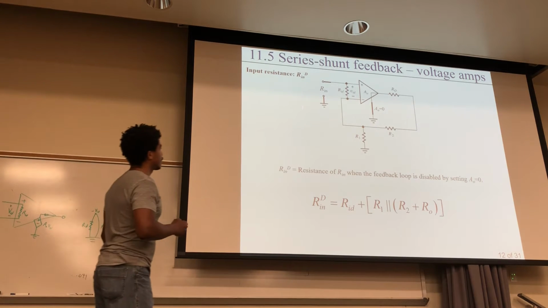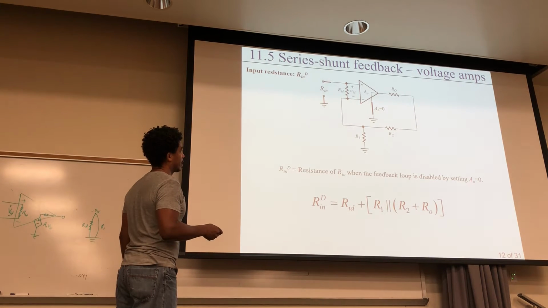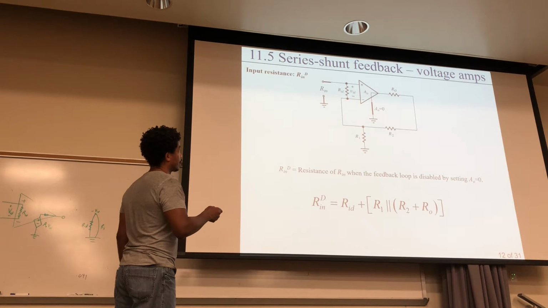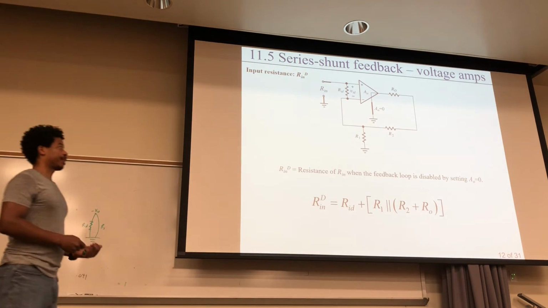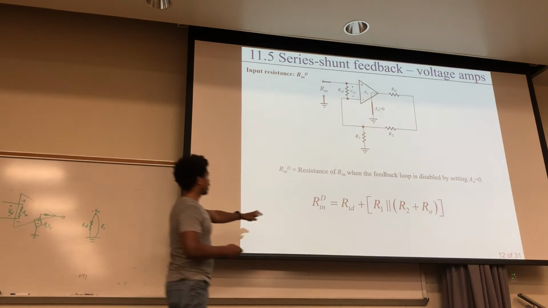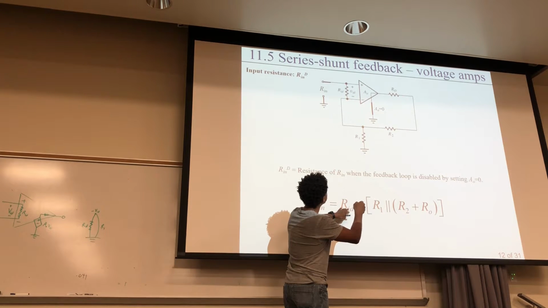Okay, so for input resistance, remember this RND is the resistance of Rn when the feedback loop is disabled by letting A equal 0. So that becomes 0. So if that's 0, then there's no voltage gain across that. It's just short circuited in that particular case. Okay. So in this case, this Rn is what this sees right here. It sees this resistance in series with this path and parallel with these two guys in series.